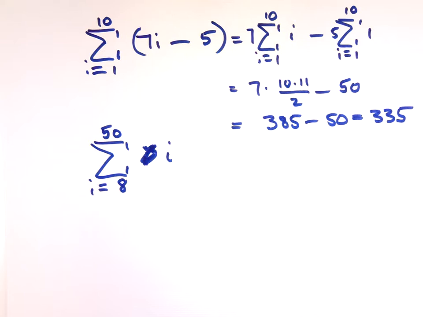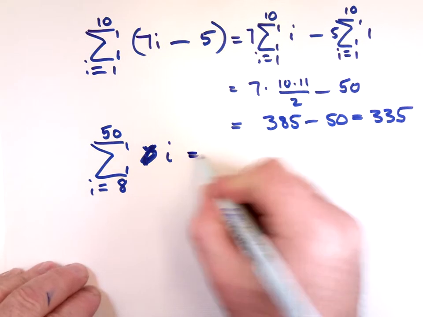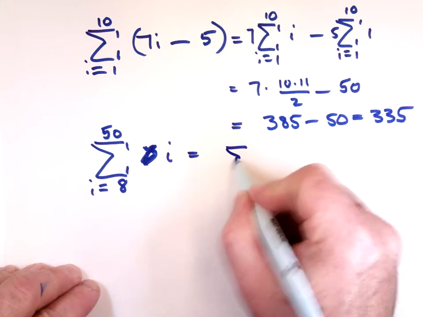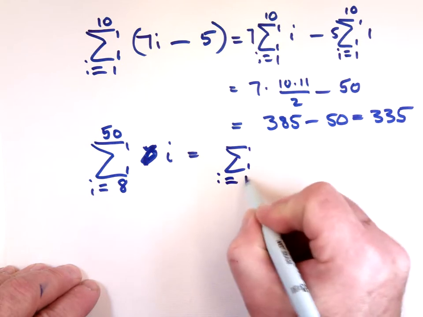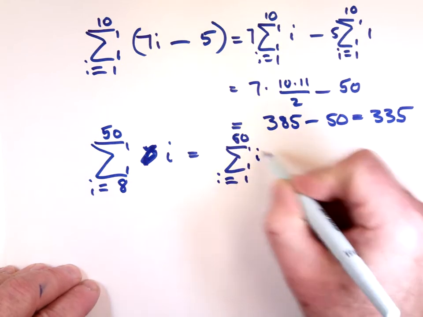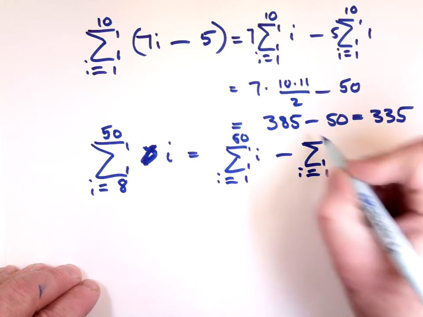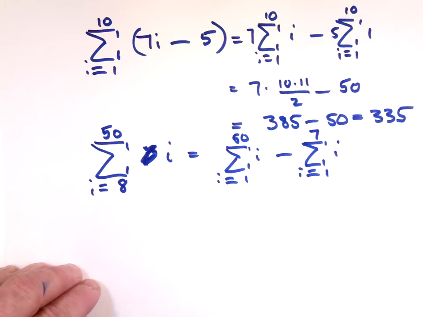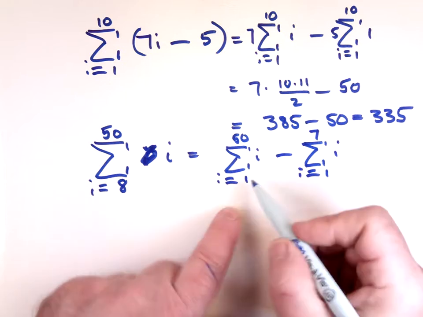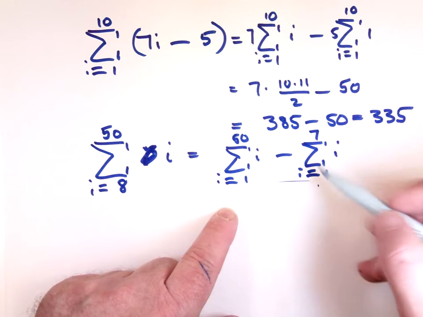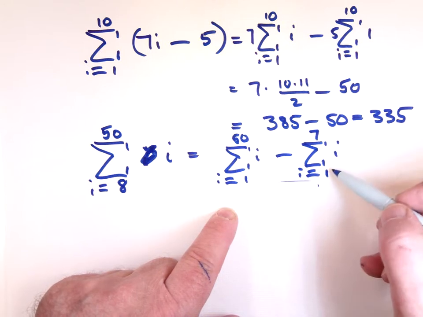Yes, that's part of it. Here's what you would do: this sum minus this sum, like so. And doing it this way, you can use the formula twice. This goes from 1 to 50, this is 1 to 7, and you subtract those from the ones 1 to 50. That's the way to do that problem.